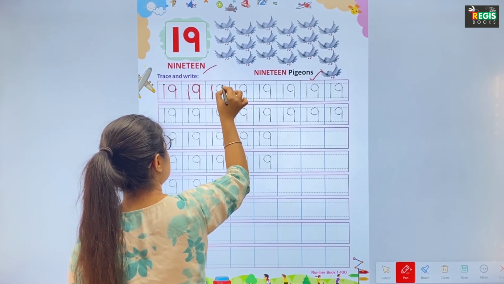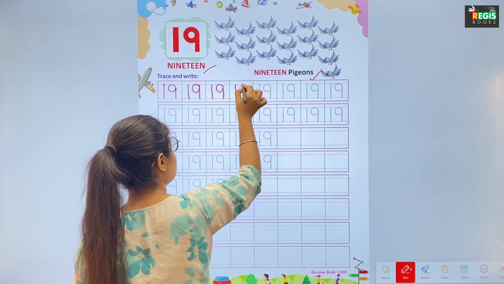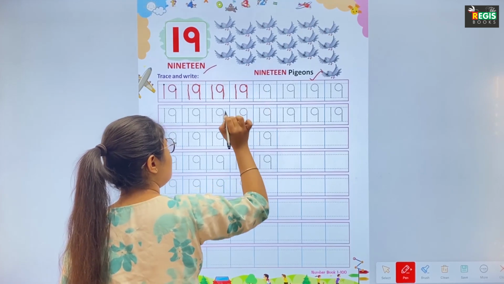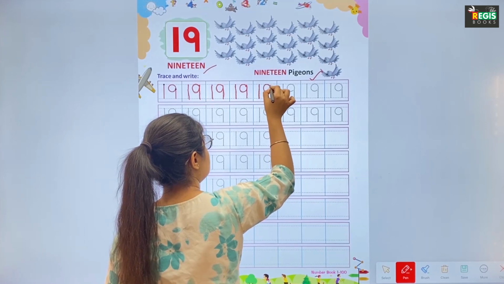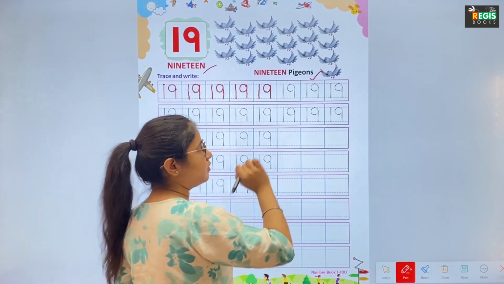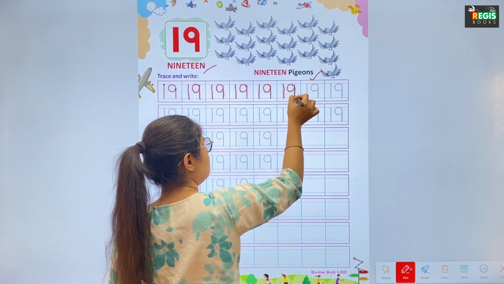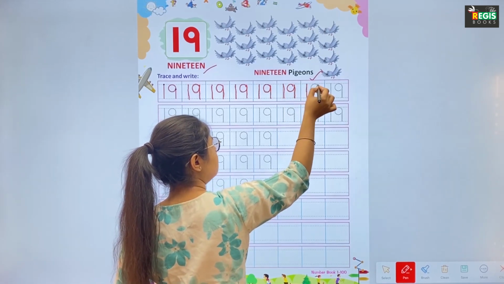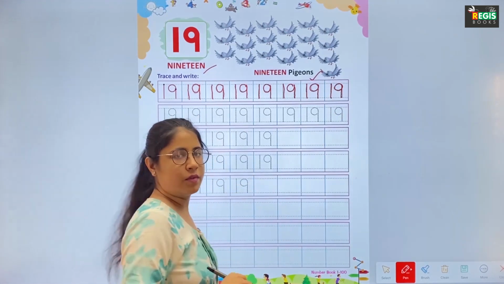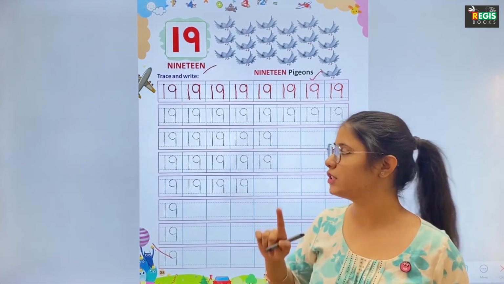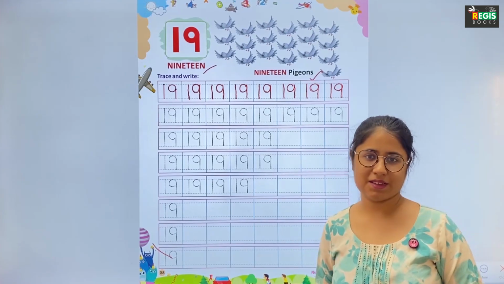1, 9, 19. So kids, similarly आप rest of the boxes में number 19 लिखकर इसकी प्रैक्टिस करोगे.